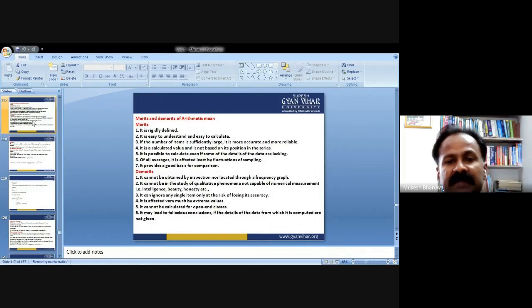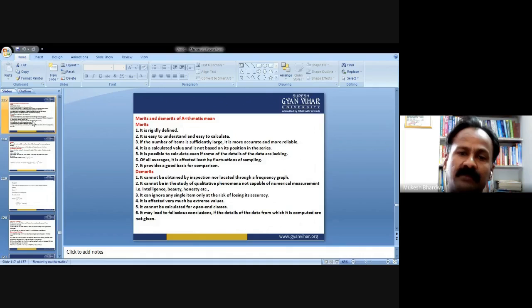What are the merits and demerits of arithmetic mean? Merits: it is rigidly defined. It is easy to understand and easy to calculate. If the number of items is sufficiently large, it is more accurate and more reliable. It is a calculated value and is not based on its position in the series, whatever the position in the series it is. It is the calculated final value.